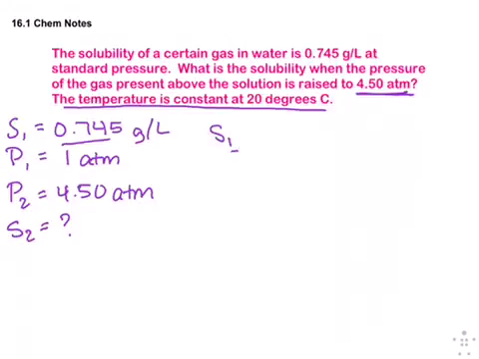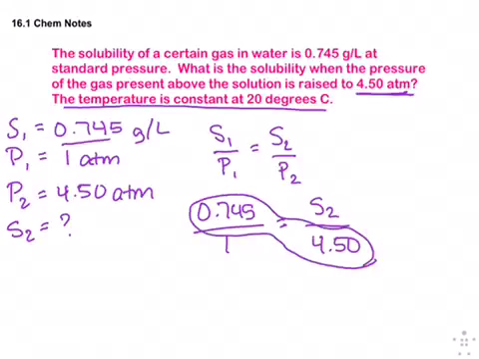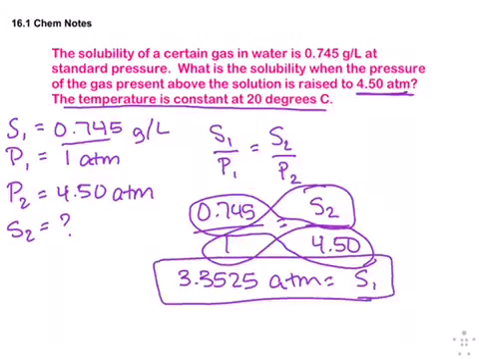So the formula S1 over P1 equals S2 over P2, and then plug them in. 0.745 over 1 equals S2 over 4.5. I do the cross multiply. That gets us 3.3525 atmospheres equals S1, which would be multiplied by 1. And did our solubility increase? Yes. So does our answer make sense? Yes. It sure does.